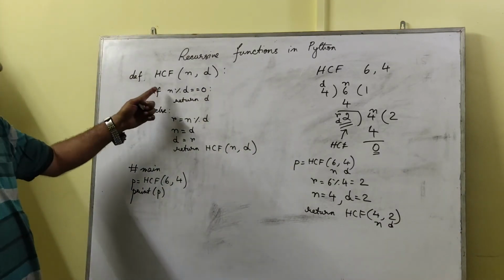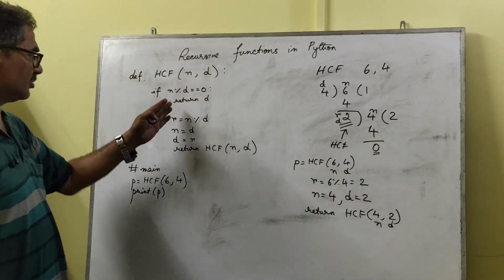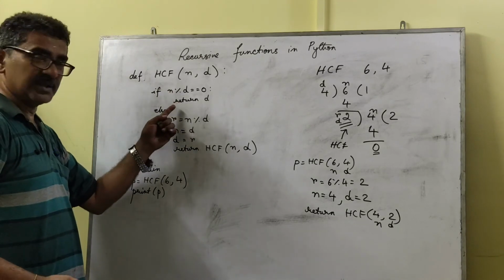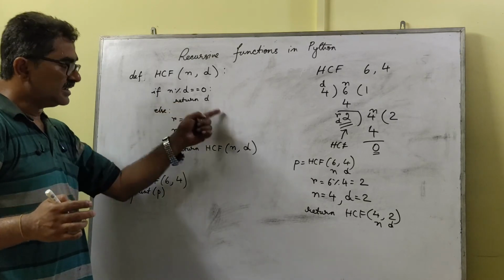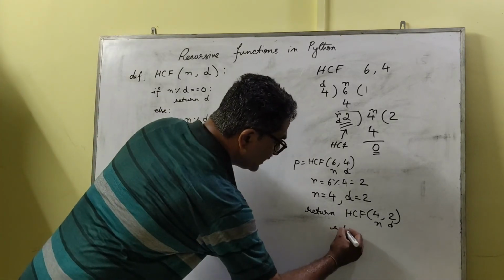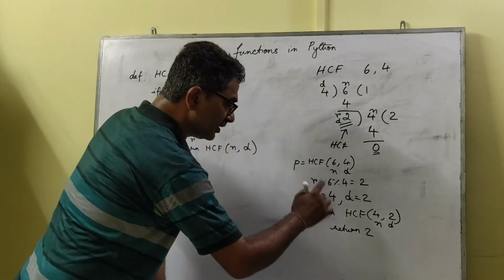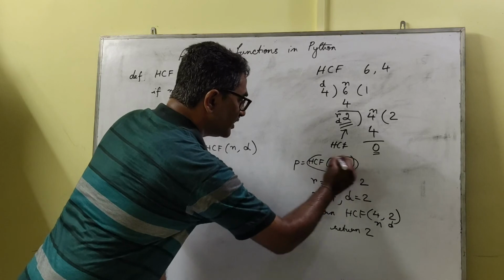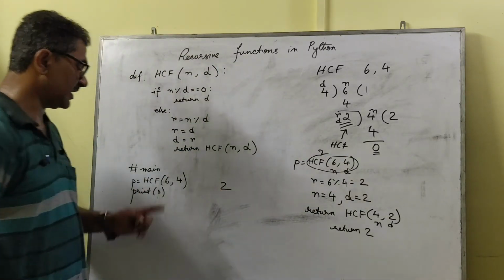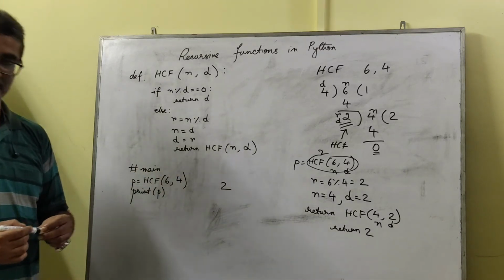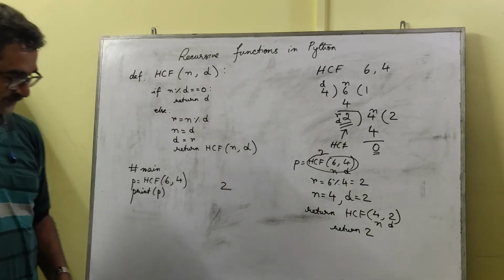Now what do we find? If n modulus d equal to 0, obviously 4 modulus 2 is equal to 0. Since it is equal to 0, that means it is divisible, so that is the highest common factor, return d. So it's going to return d, which happens to be 2. So where will this 2 get returned? To the place where it was called. Where was it called? It was called here. So the value of p will be 2. So print p, obviously it's going to print 2, which is the HCF of 6 and 4. See how easy it is to use recursion, actually.